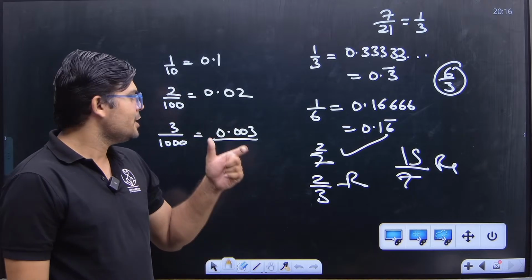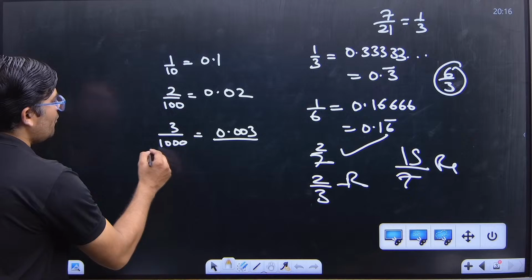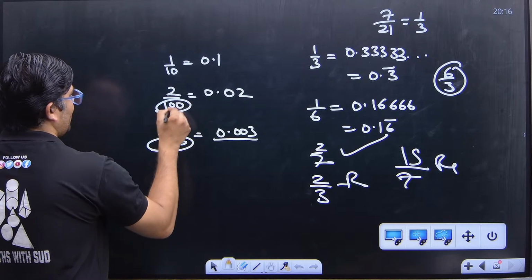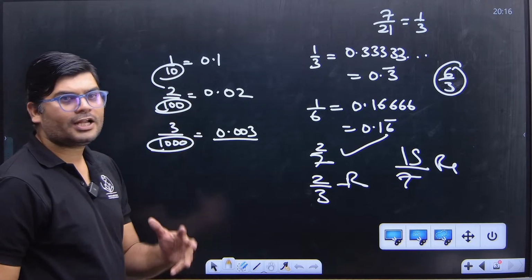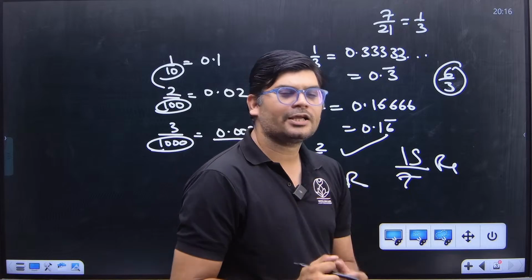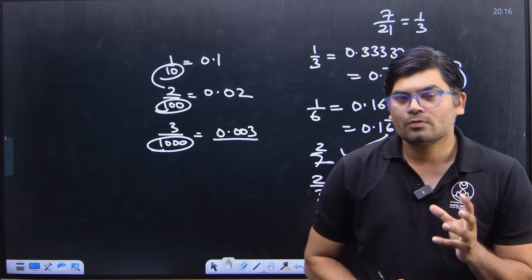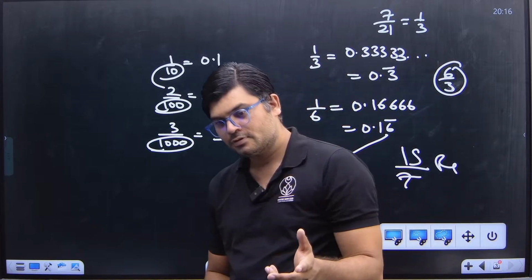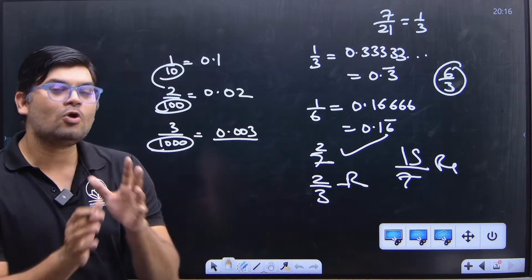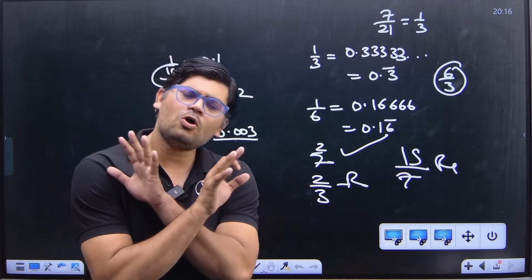So the answer is, if the denominator is of the form of this, 10 to the power. So 10 means what? What are the numbers which are involved in making 10? Can you tell me? 2 can make 10, 5 can make 10. Yes. So only 2 and 5. Yeah. Only 2 and 5.